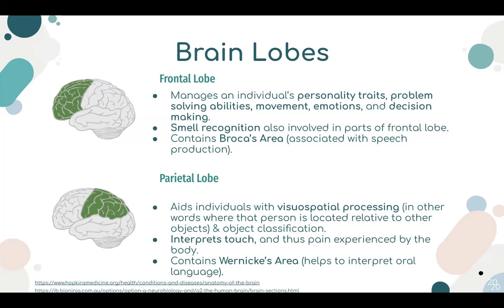Then you have your parietal lobe, and this deals with visual spatial processing. In other words, it's where a person is located relative to other objects. It kind of tells you where you are in space. We call this proprioception. It also has to do with object classification. The parietal lobe also interprets touch and pain experienced by any other area of the body. And it contains Wernicke's area, which, like Broca's area, is involved with language, but this area specifically helps you interpret oral language.